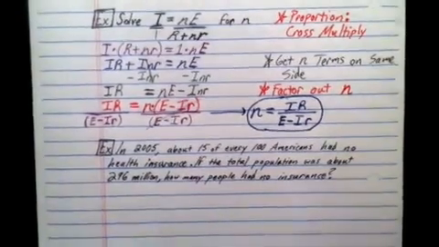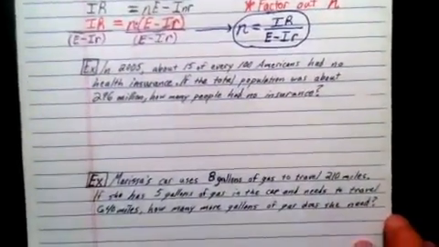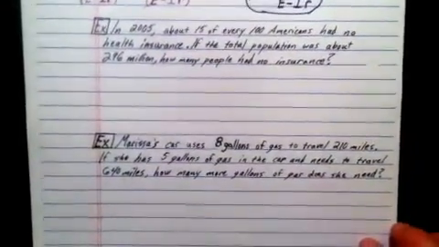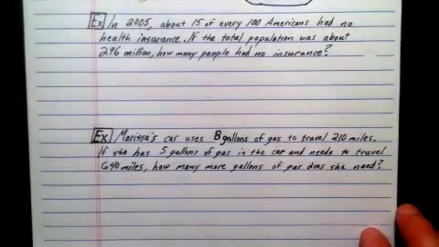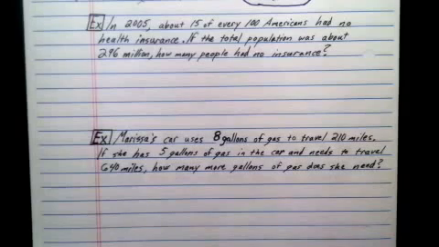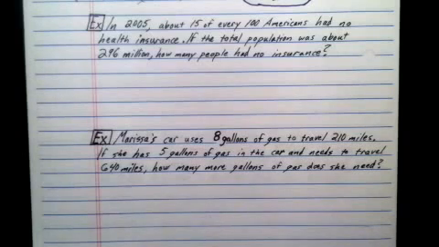Alright. Now we actually have some word problems. So these will be a little bit better, I think. So you actually can kind of use some common sense on them. So our first problem gives a situation. In 2005, about 15 out of every 100 Americans had no health insurance. If the total population was about 296 million, how many people had no insurance?